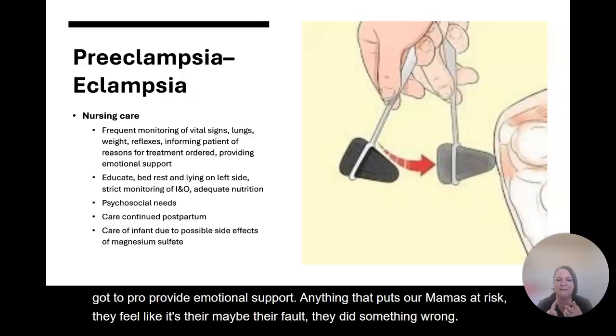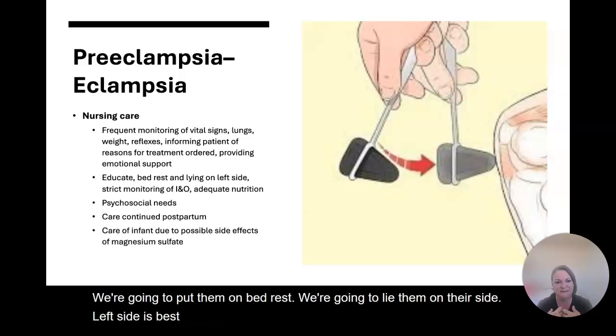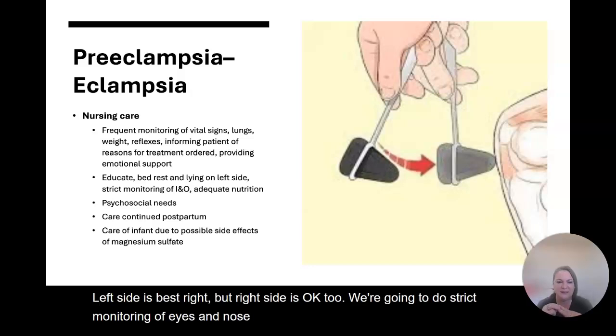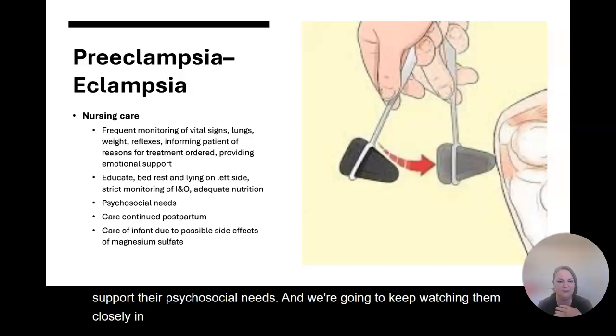We're going to put them on bed rest. We're going to lie them on their side. Left side is best, right? But right side is okay too. We're going to do strict monitoring of eyes and nose. Make sure they're eating adequately. Support their psychosocial needs. And we're going to keep watching them closely in the postpartum period.